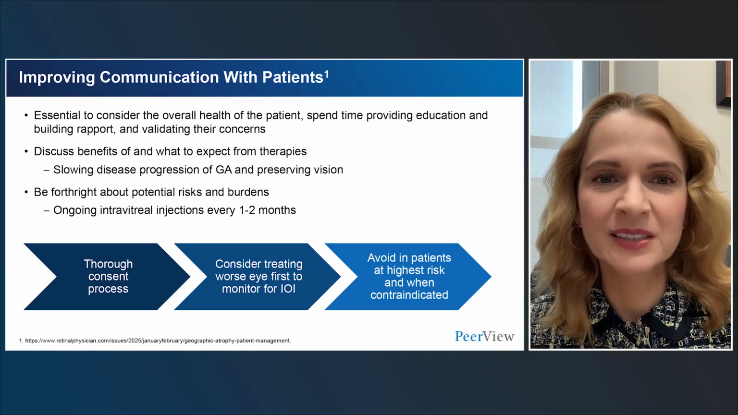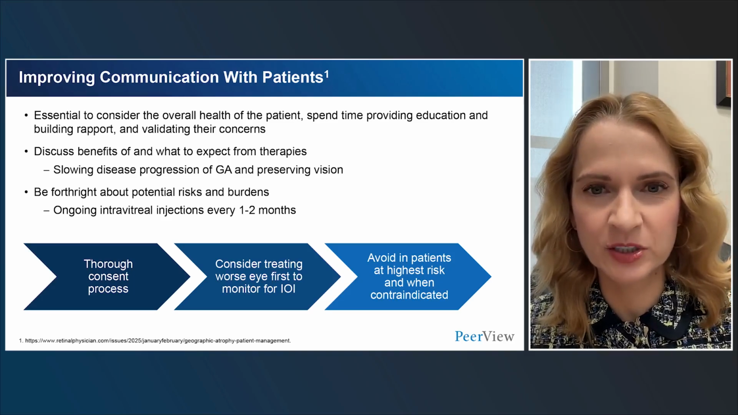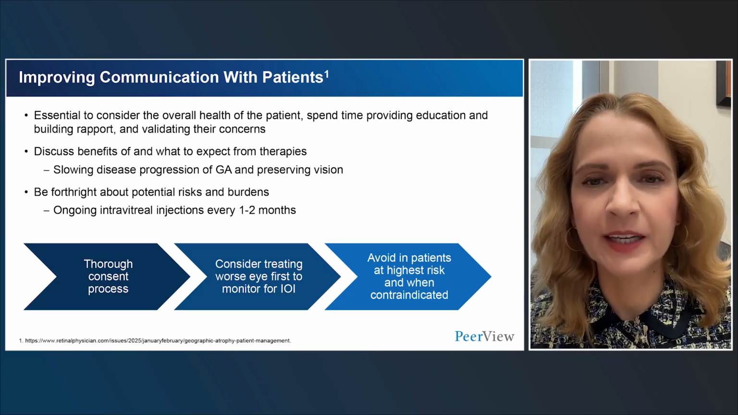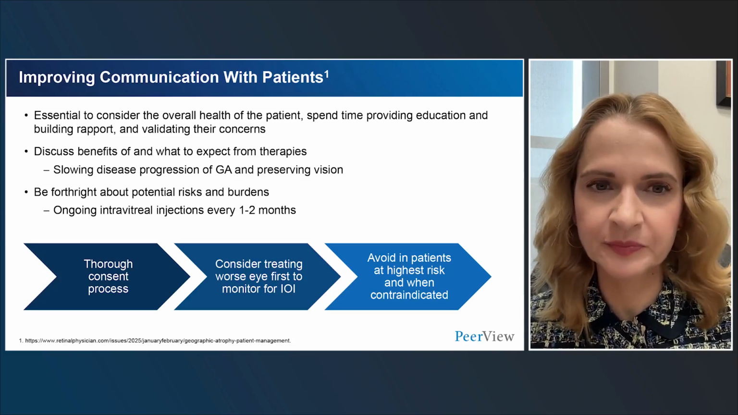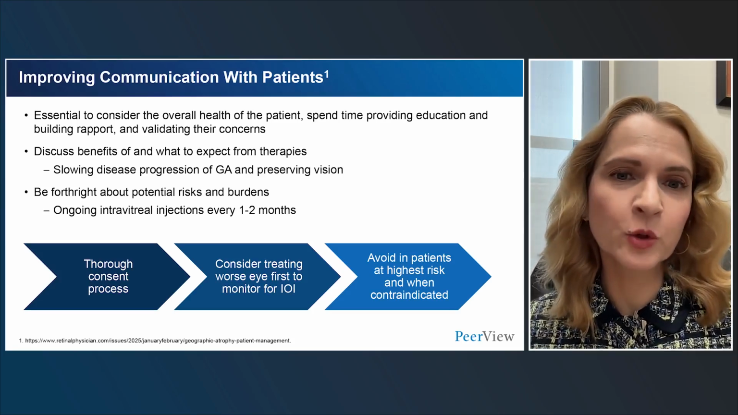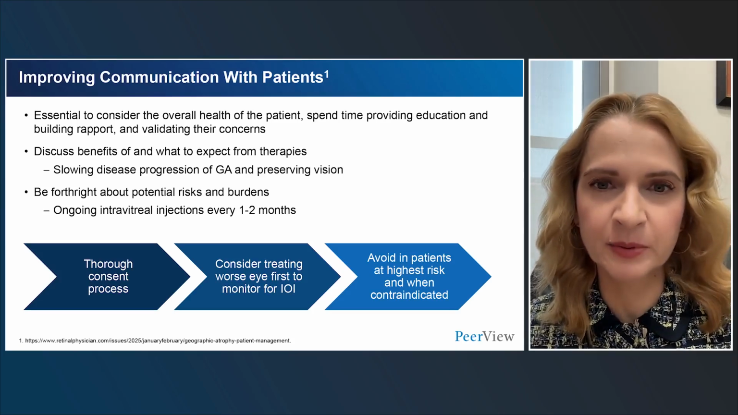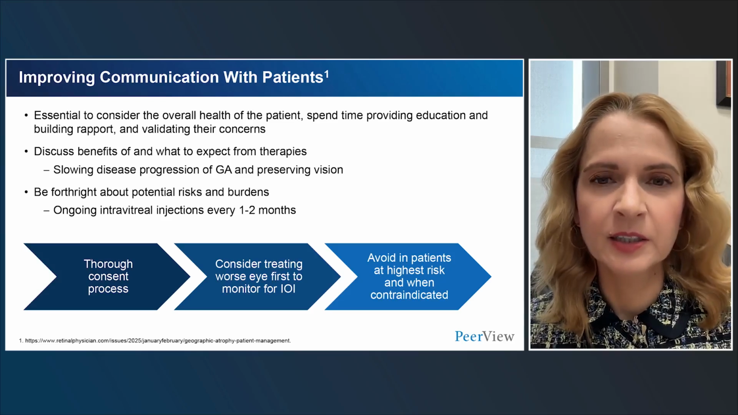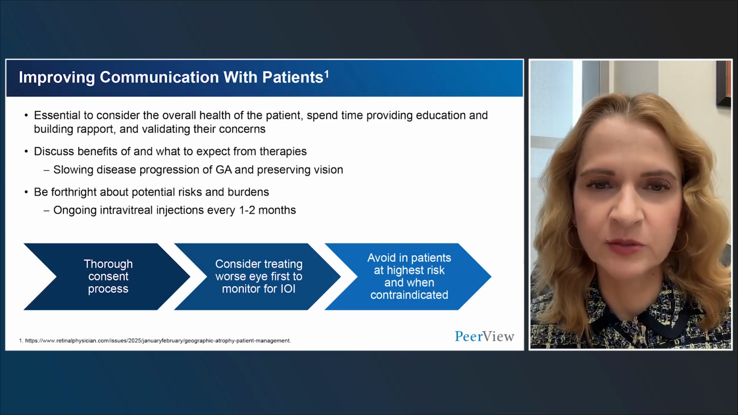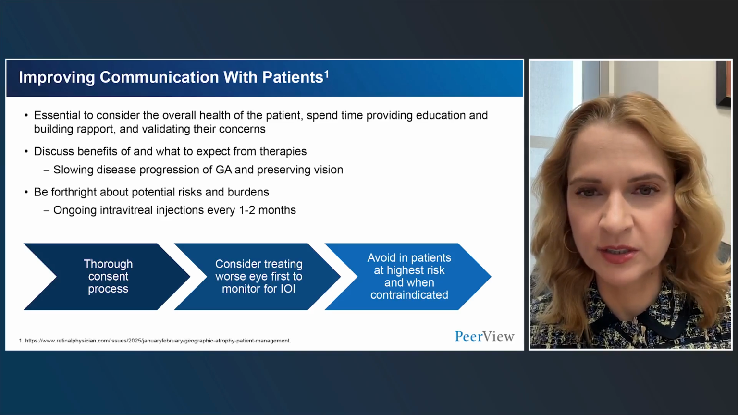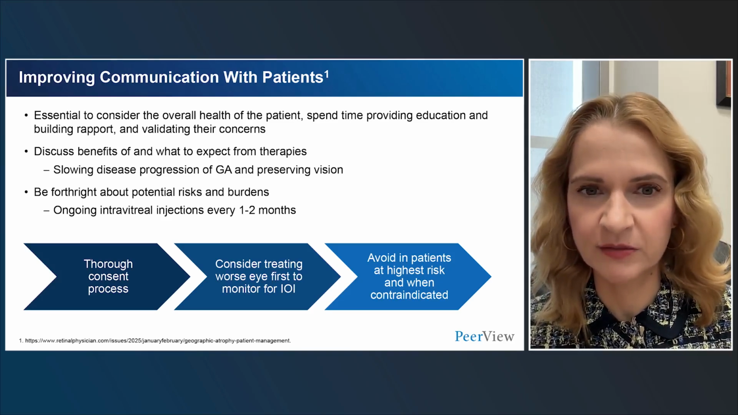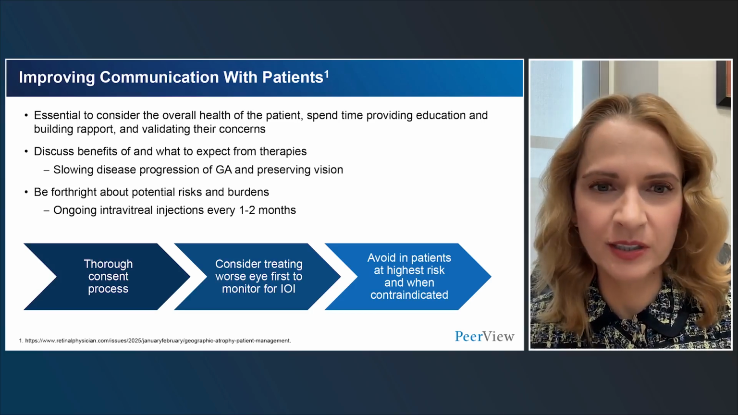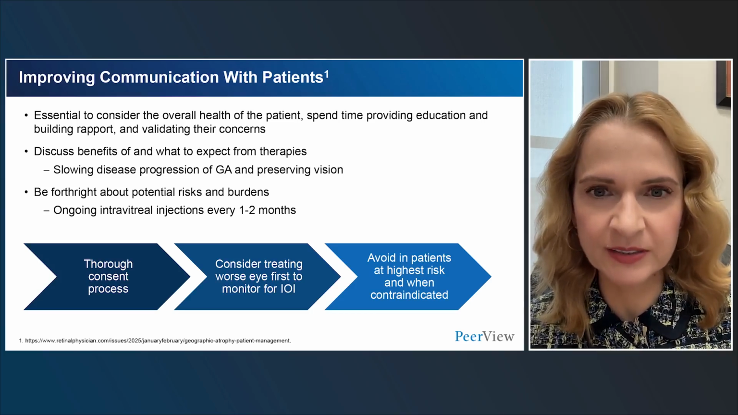These therapies slow down disease progression of geographic atrophy and have the potential to preserve vision over longer time in our patients. We need to be forthright about potential risk and burdens of care. The currently FDA-approved treatments require ongoing intravitreal injections every 1 to 2 months during the lifetime of every individual. We need to start in our clinics with a thorough consent process.